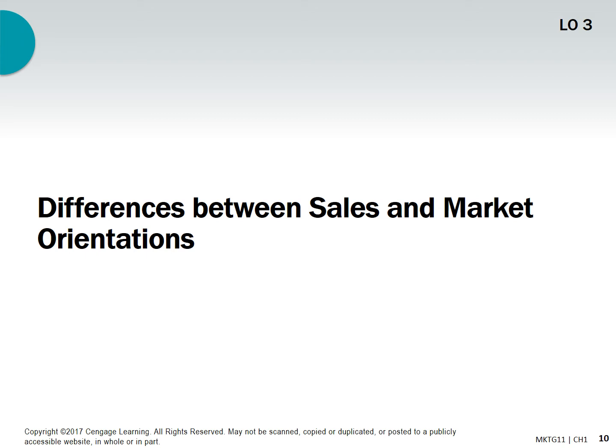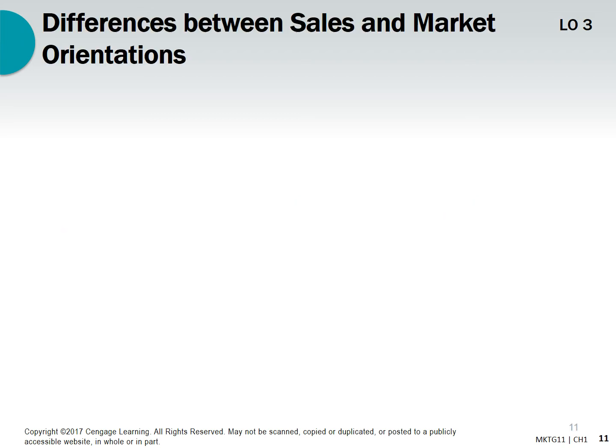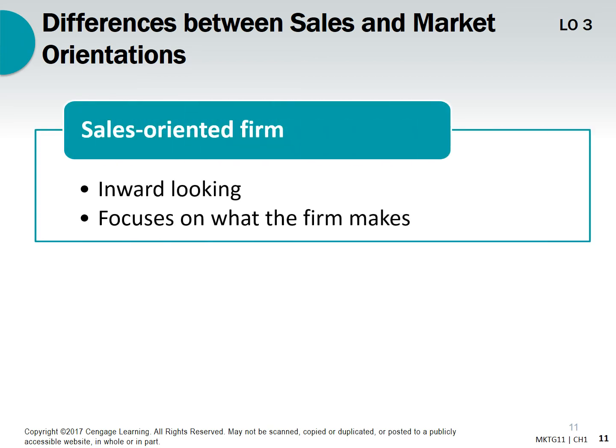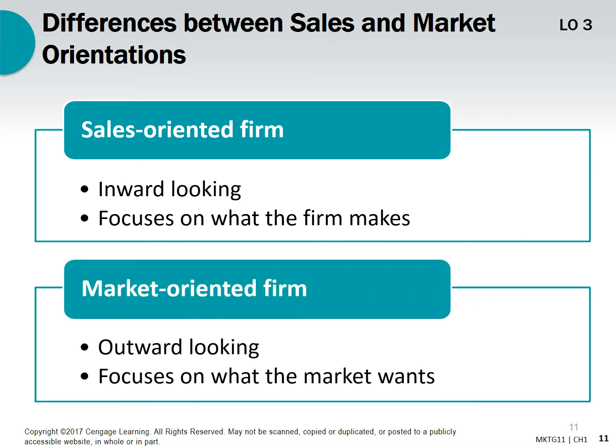Next, we're going to discuss the difference between sales and market orientation. Sales-oriented firms look inward, and they focus on what the firm makes. Market-oriented firms look outward and focus on what the market actually wants.